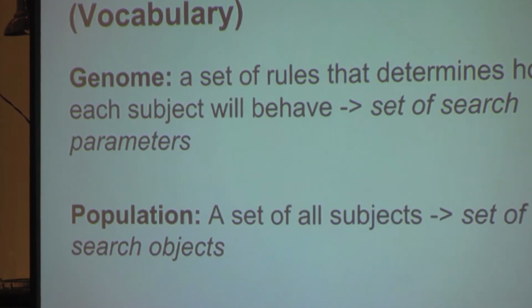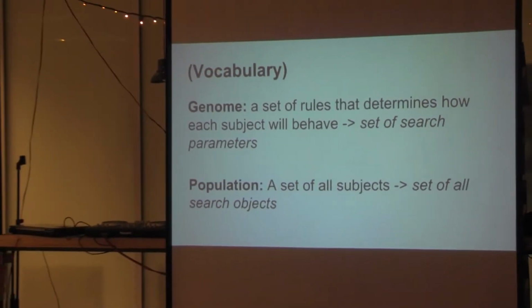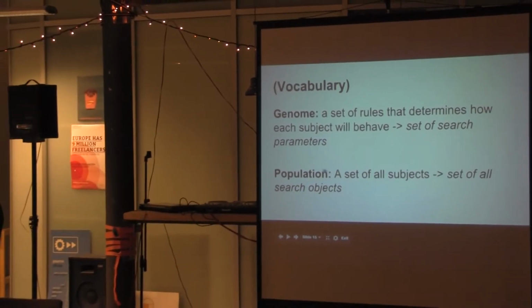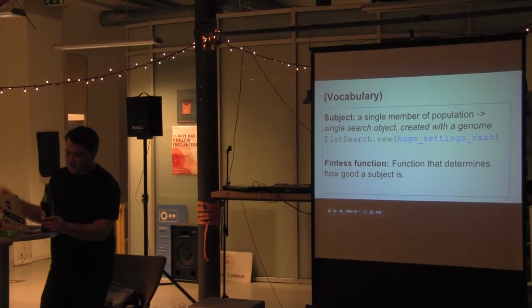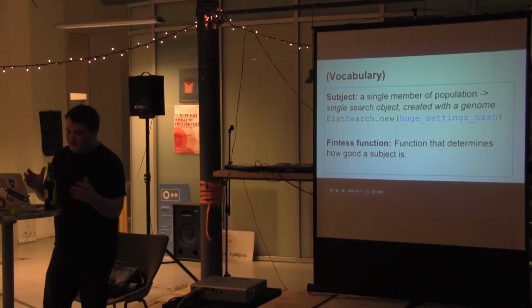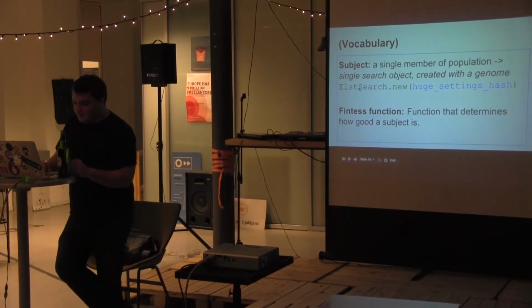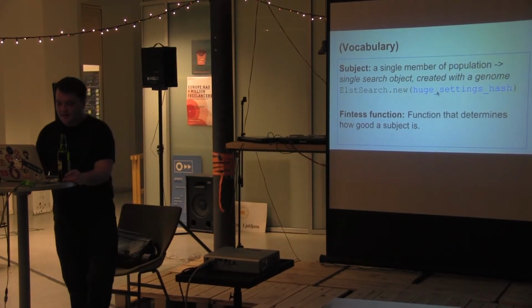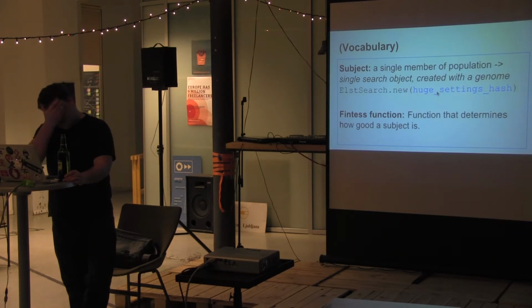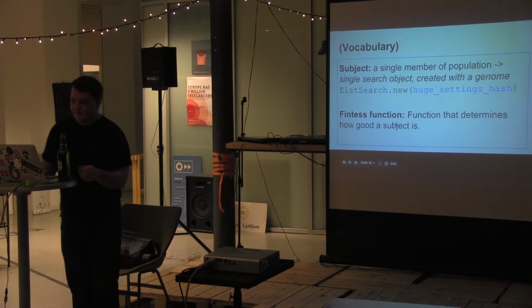Okay, vocabulary, we'll skip this, I guess. The genome is a set of rules that determines how each subject will behave. In my case, this is the set of search parameters. The population is all the subjects. A subject is a single object. In my case, Elasticsearch with this settings hash. And the fitness function is a function that determines how good each subject is. So how good results do we get from Elasticsearch?